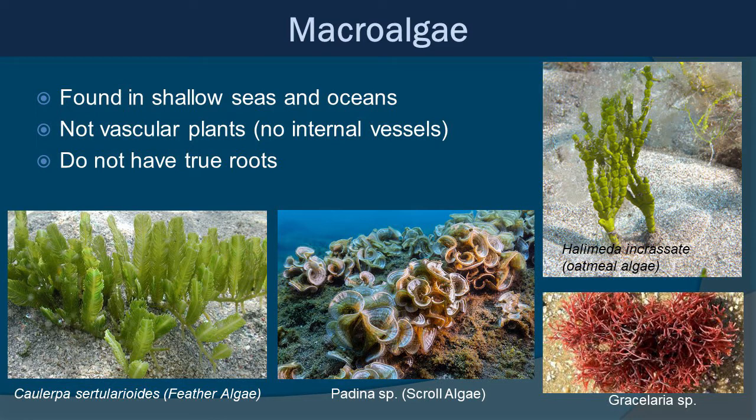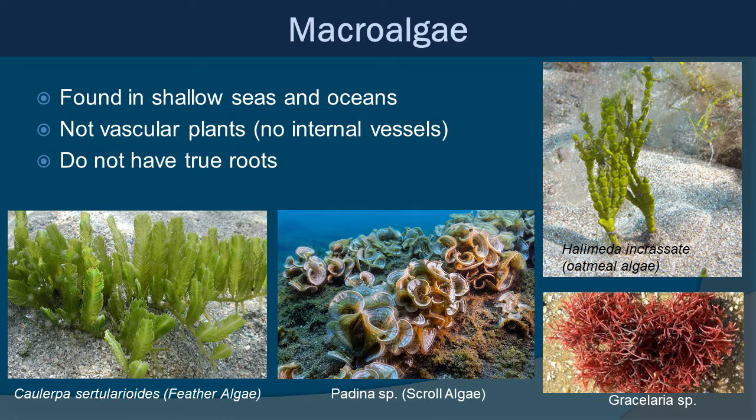On the bottom left is one of the more common examples called caulerpa, which is a type of green macroalgae found on the bottom. It's often called feather algae as well. In the middle, we have padina, which is often called scroll algae. This is a type of brown algae. On the right top, you'll see halimeda, and this one is actually calcium infused, and it's often called oatmeal algae because when it dies, it flakes off in these little oatmeal-like segments. And then on the bottom right is gracilaria, which is this tubular branching red algae.